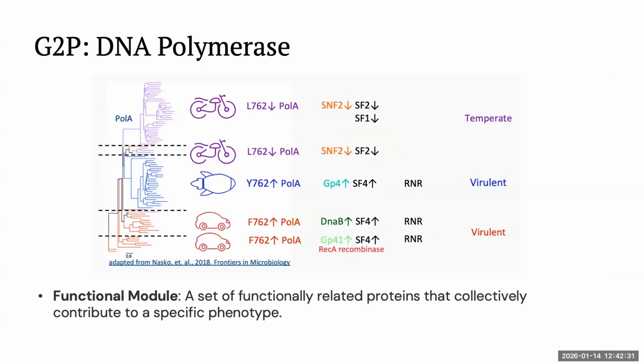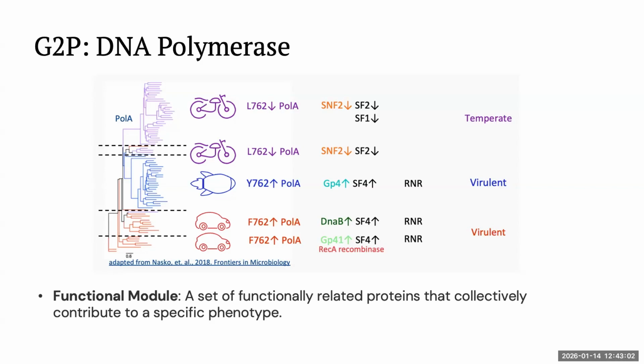And when you delve a little bit deeper, you look at these, you find that there is another gene. So this is the polymerase. This is the helicase. So depending on which version of the helicase it is, you have a superfamily 2, superfamily 1. Do you have a GP4 type helicase? Is the ribonucleoside reductase present or absent? That is what really tells you whether something is temperate, virulent, or not, right?